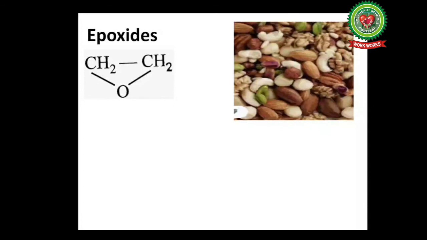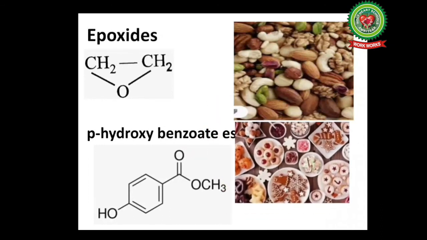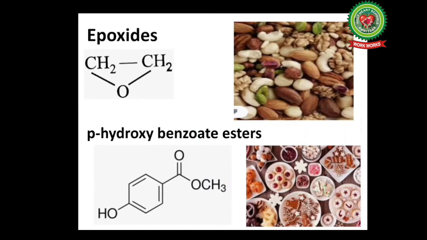Next is p-hydroxybenzoate ester. In this, a hydroxyl group, that is an OH group, is attached at the para position, and the benzene ring is surrounded with an ester, that is COOCH3. It is used as a preservative in baked food, soft drinks, beer, olive pickles and syrups.